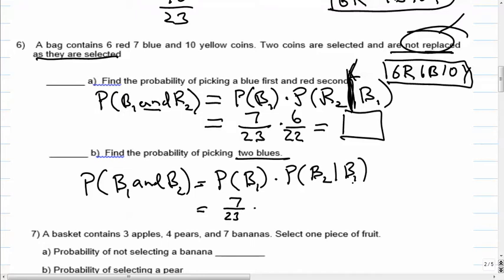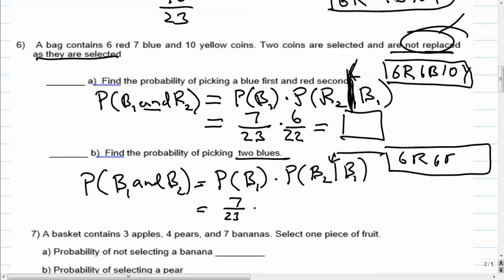A blue second, given blue first. I heard that word, given. Once I hear the word given, I ask what does the world look like? Well, I didn't put it back. I picked the blue. I didn't put it back, so 6 red, 6 blue, 10 yellow. Well, in this world, there are 6 blues. There are 22 things. So there's the answer. By coincidence, it's the same as A.